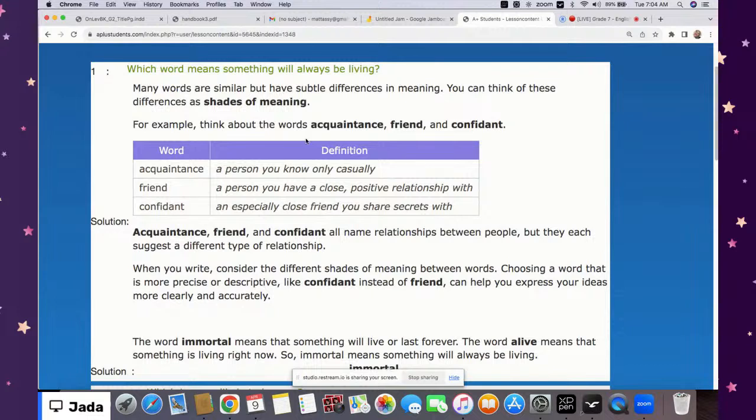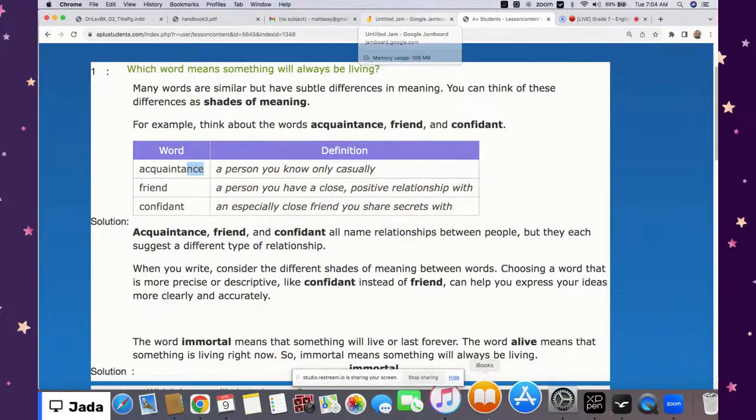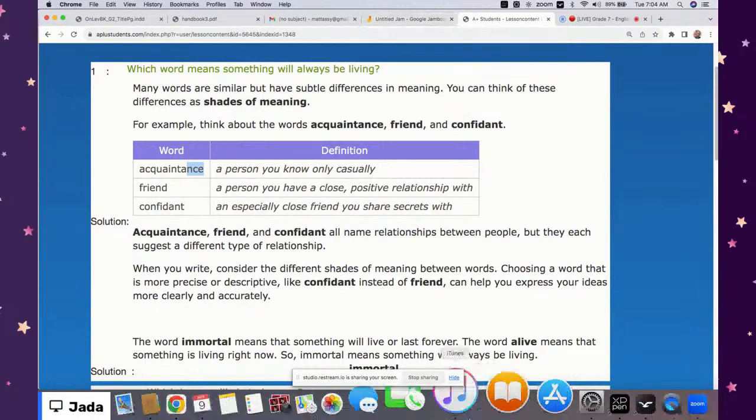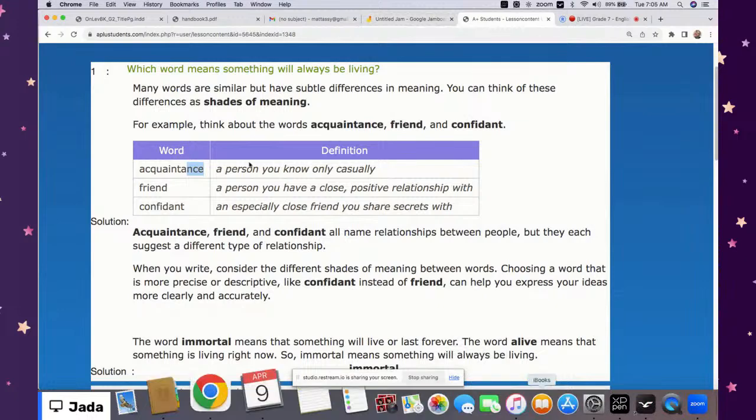For example, think about the words acquaintance, friend, and confidant. There are subtle differences between these three words. An acquaintance is a person you know only casually. A friend is a person you have a close, positive relationship with. And a confidant is an especially close friend you share your secrets with. If you look at this, they have subtle differences between them.